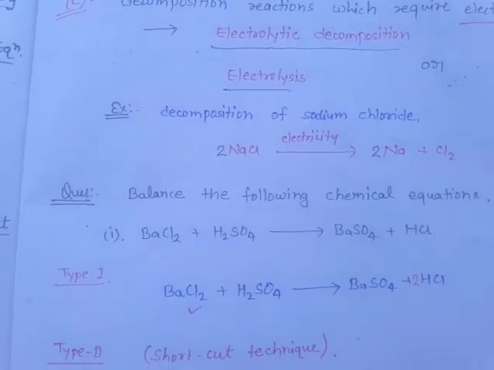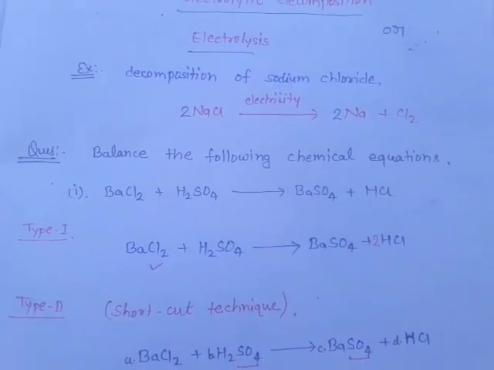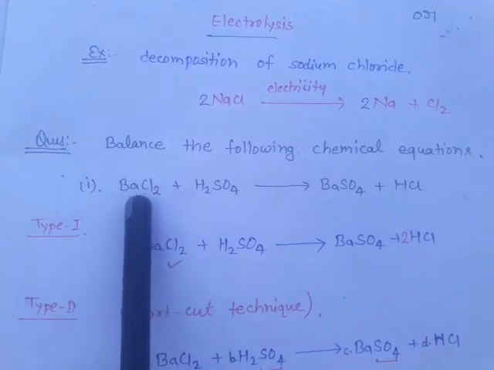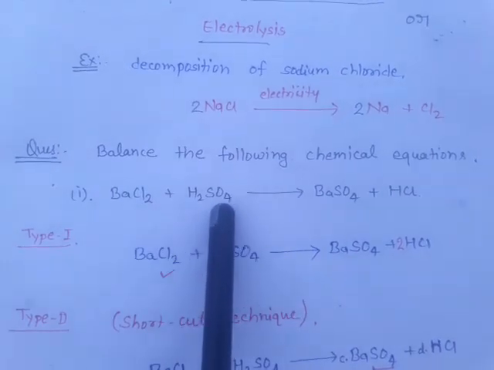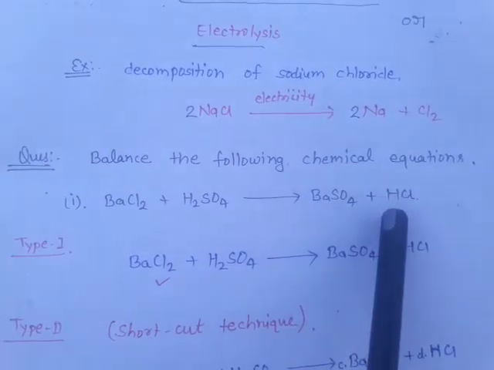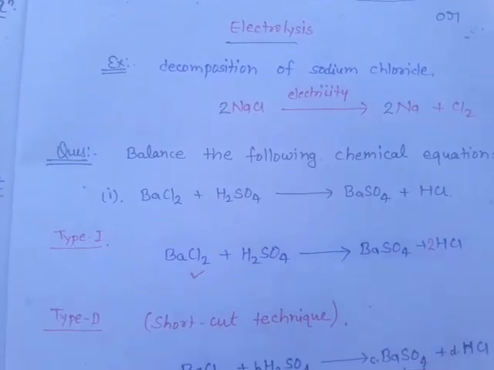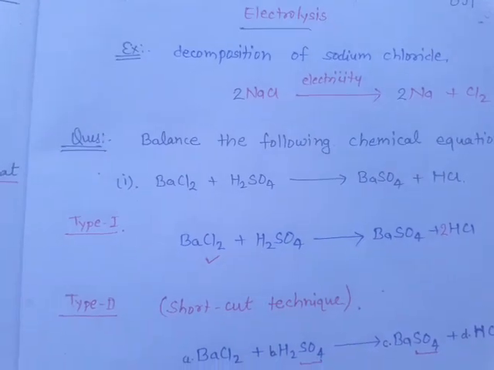Now we move to the next question. Balance the following chemical equation: barium chloride BaCl2 plus sulfuric acid H2SO4 forms barium sulfate plus HCl. For balancing we have the following methods.